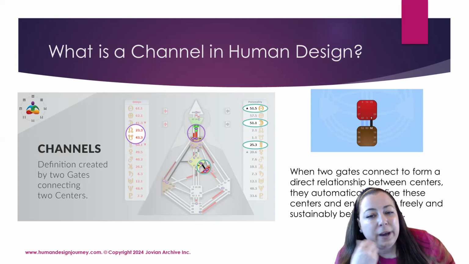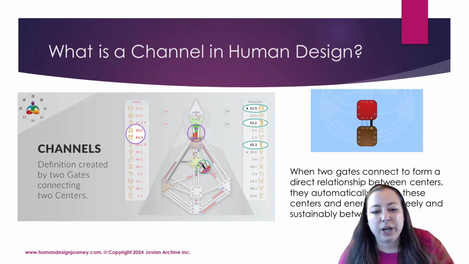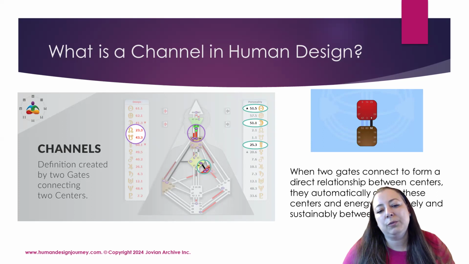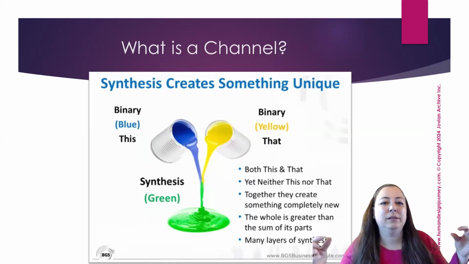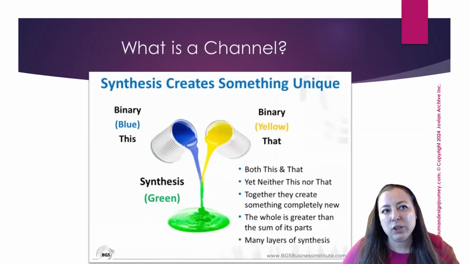So we have 36 such channels, which form a combination between two gates. The gates are 64, and the channels are 36. Those channels are a synthesis of two gates. So two gates create the channel between the two centers, and the communication between those two centers is very specific.